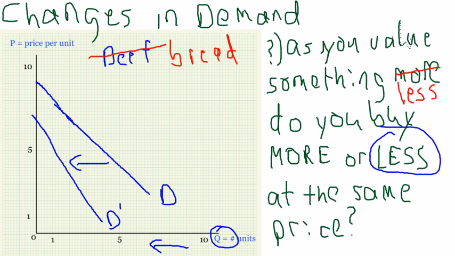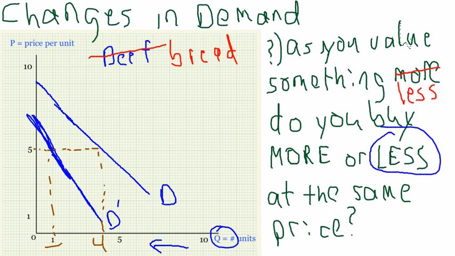And another way of seeing that we should shift the demand curve to the left is just to, let's say, suppose price is 5. And under the old demand curve, we're consuming about 4 units. But under the new demand curve, we're only consuming 1 unit. So at the same price of 5, with the new demand curve, we're consuming less of it.